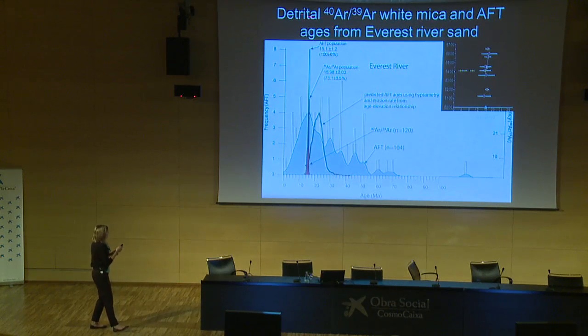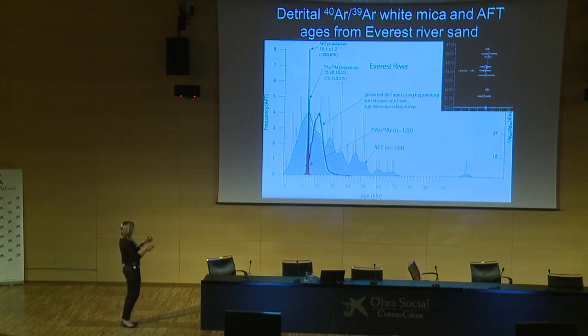So these are the data. We have apatite fission track data, 100 analyses. We have argon-argon ages, and that's obviously the peak. You can see the spike here is because the precision of the ages is much better than the apatite fission track system. And so the argon-argon ages on white micas are all clustering around 16 Ma.